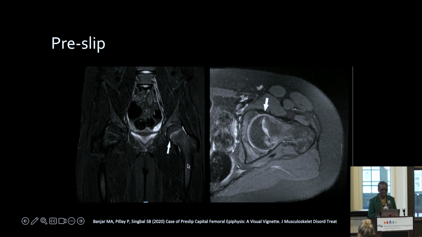So in both these sequences, the fat is suppressed, and everything that's bright that we're seeing is fluid. What you can see in this kid, this is from the literature, is this increased fluid signal along the physis on the left, which is abnormal relative to the right. And also here you see irregularity along the physis and increased fluid signal. So this is a pre-slip capital femoral epiphysis.